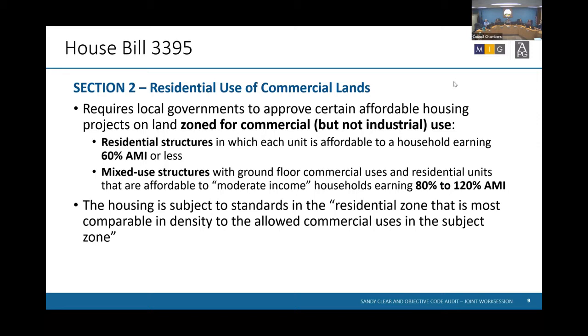Okay, I'm going to keep going, and then we can talk more after I get through this. So the legislation specifies that the housing has to be subject to the standards in the residential zone that's most comparable in density to the allowed commercial uses in the subject zone. So basically saying you can't apply whatever standards would normally apply in that commercial zone. You have to apply the siting and design standards that apply in a residential zone that's comparable in density.